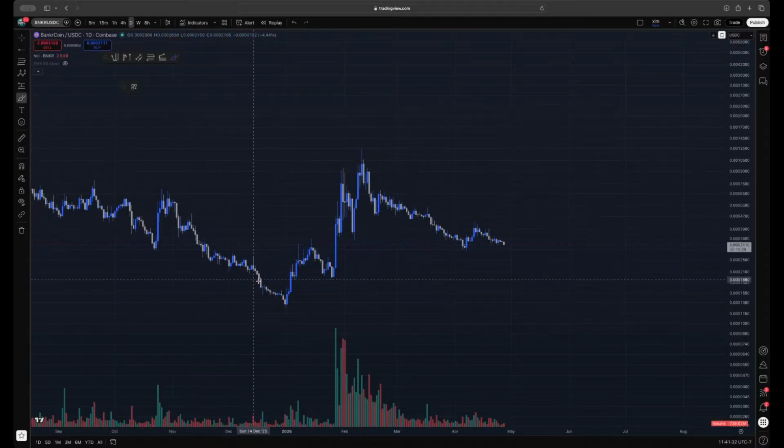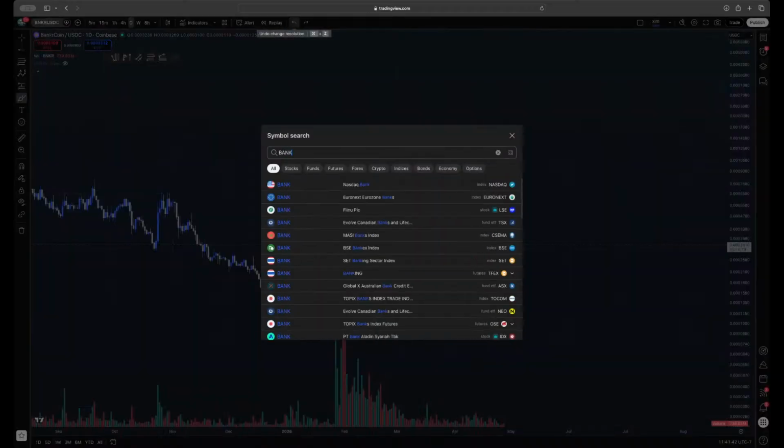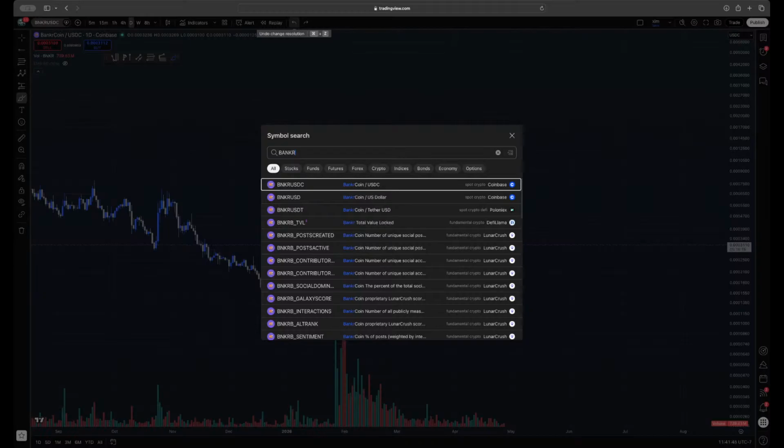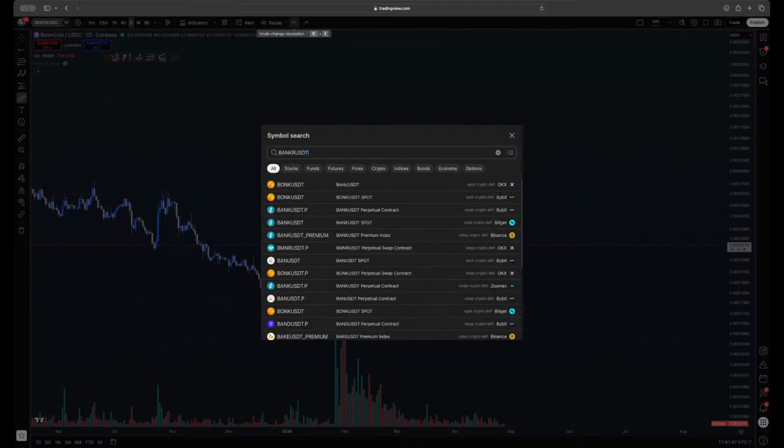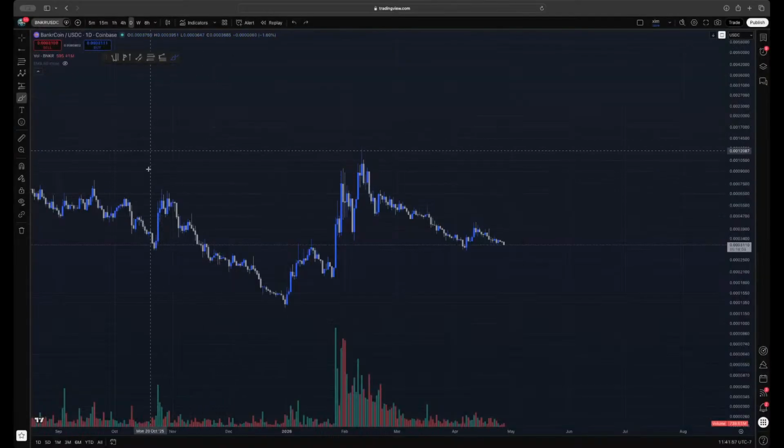This looks like a three-wave motion, right? I would be biased to stick with an ABC on it. Let's see if we got an older chart. Banker, USDT maybe. When charts look like this, it's often not something that I want to get involved in. So it looks like this is the best we get. So for me, I'm going ABC.